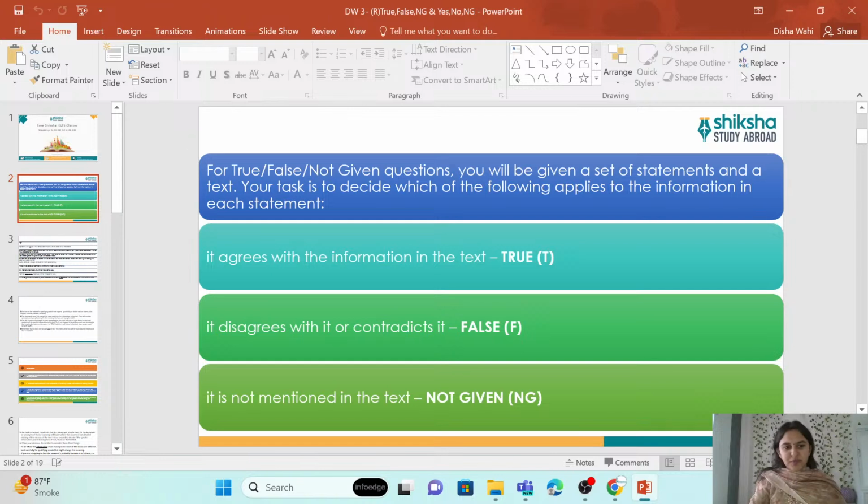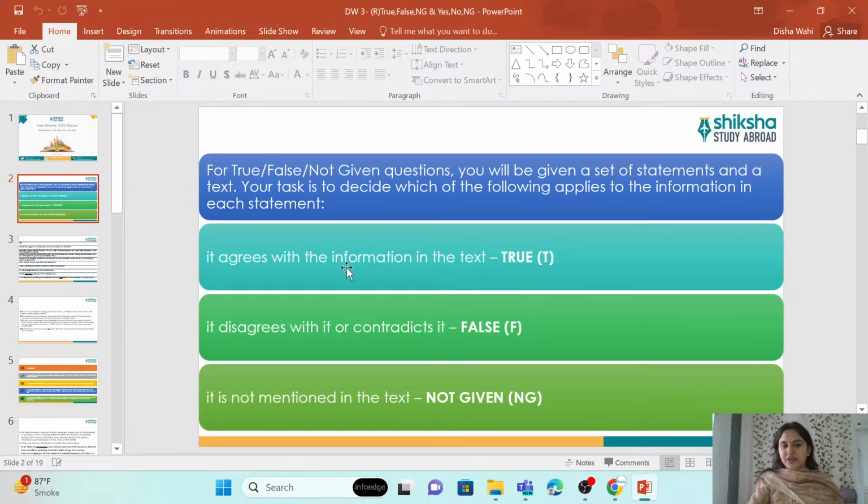So let me read out some information about these questions first and then we'll gradually move on to the tips and strategies. After that, in the end, I'll be showing you a few sample questions and answers as to how the true, false, not given question actually looks like in the paper. So yes, the information is that for true, false, not given questions, you are given a set of statements and a text. Okay, that is very obvious because if you're doing a reading paper, obviously you will be given a text. Your task is to decide which of the following applies to the information in each statement.